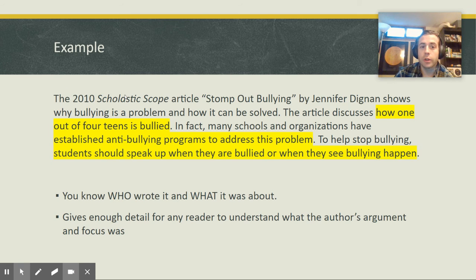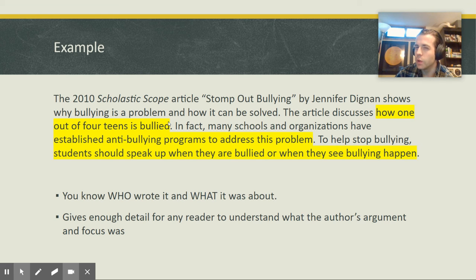The 2010 Scholastic Scope article, Stomp Out Bullying by Jennifer Dignan. Right there, I got all my relevant information out of the way. I got the publisher, I got the article title, I got the author, and then I go into this verb, shows. Here's what it's showing. Here's the main idea. Why bullying is a problem and how it can be solved. There we go. Not super specific, but it's better than just saying this article is about bullying. No, it's more specifically why it's a problem and what solutions there are to it.